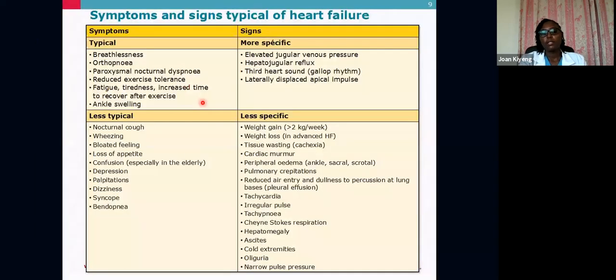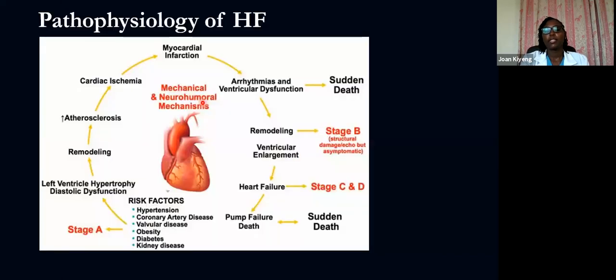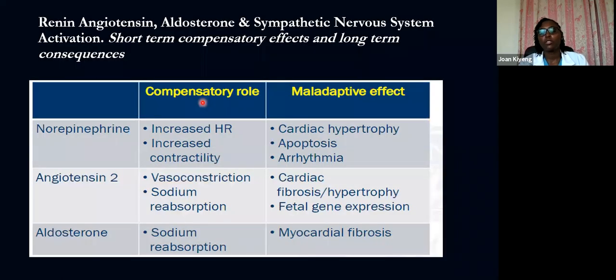And what are the symptoms and signs of heart failure? I think I want you guys to tell me this. Any volunteer? Charles, now that everyone is quiet.